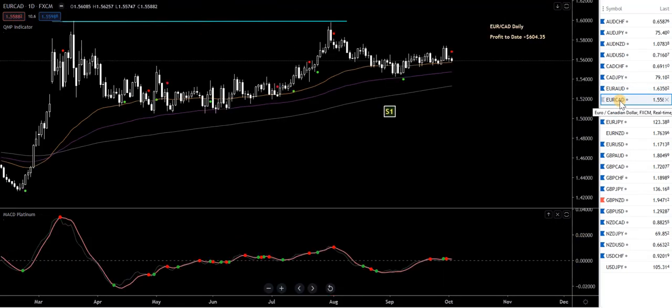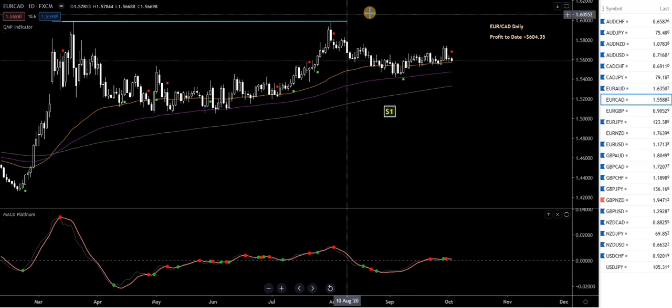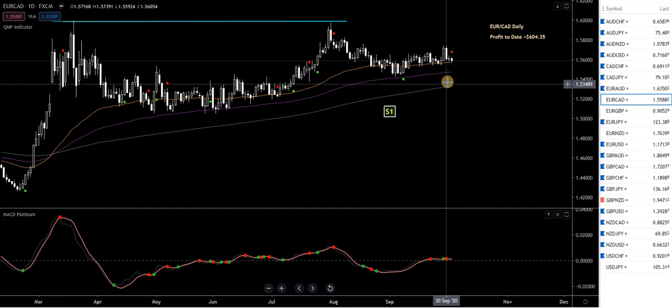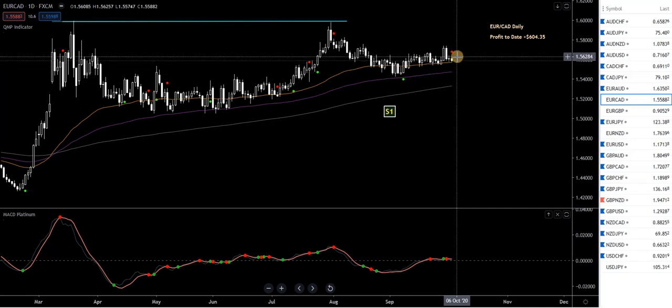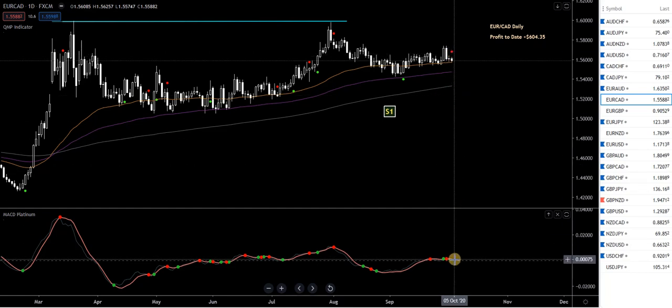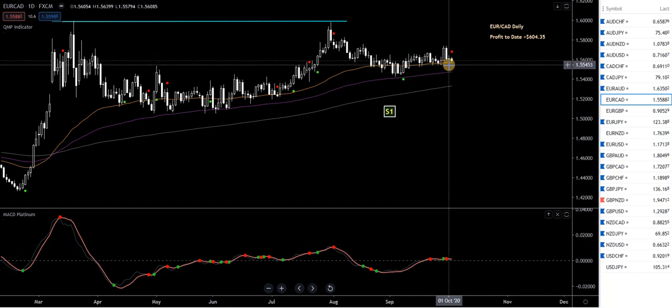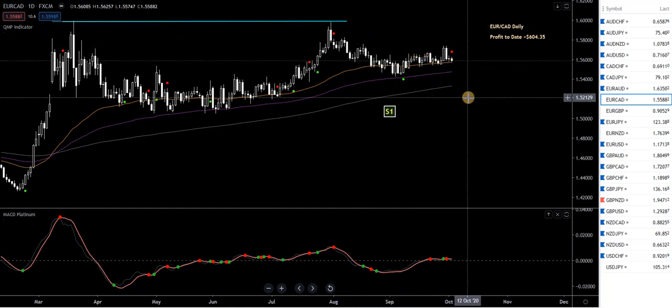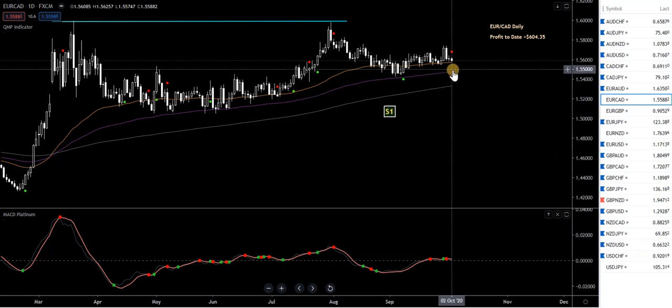Eurocad going nowhere fast, no trades at the moment. I was in a buy and I got out of it, and I'm probably glad I did. Look, there's going to be a sell signal on Monday, that red QMP filter dot. MACD Platinum's technically above the 0 level, but it's super flat. It's sitting on the 50 moving average. I'm not taking that sell on Monday. It's just not worth the effort. You could get a few pips out of it, but to me it doesn't fit with my rules, so no trade. That will be a sell signal on Monday, but I'm not taking it.